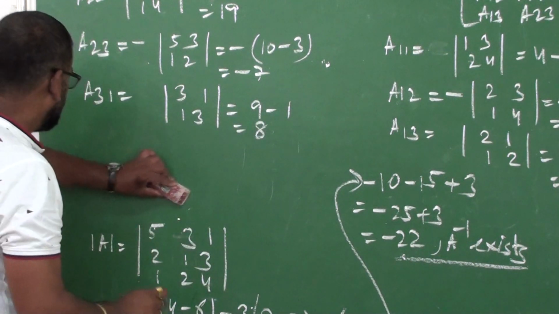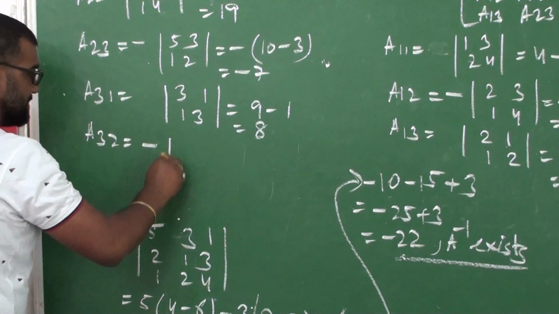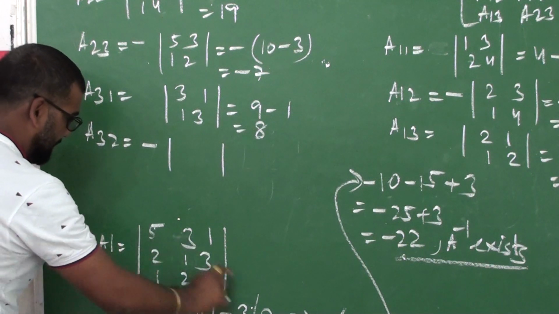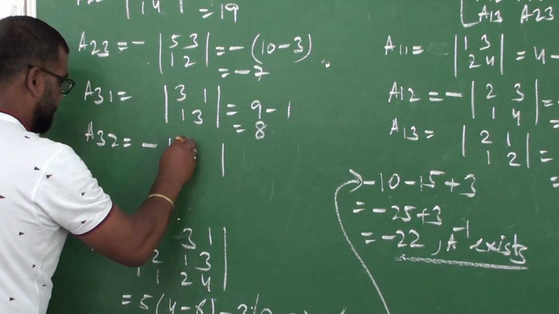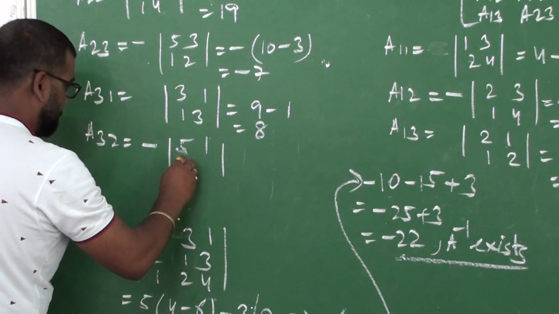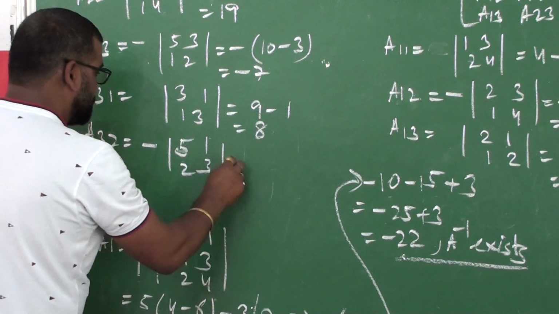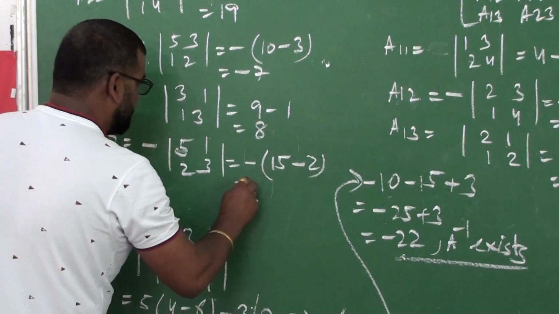Take up another one, that's third row and the second column, 3 plus 2, 5 minus, you land up to, leave this and leave this, you land up to 5, 1, 2 along with 3. You will get this to be minus 15 minus 2, that is equal to minus 13.